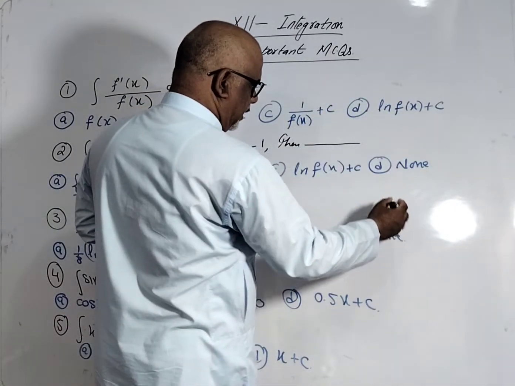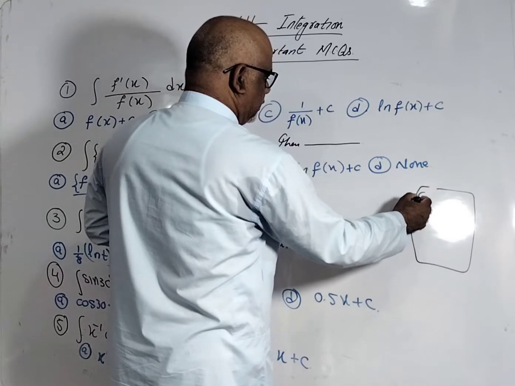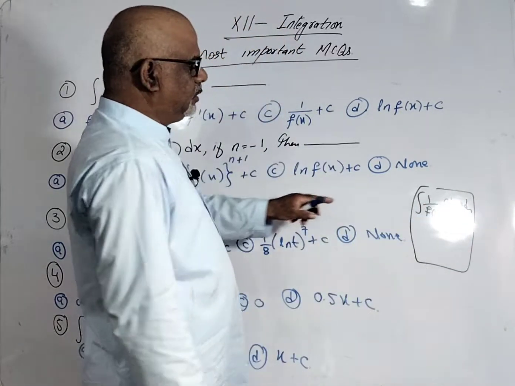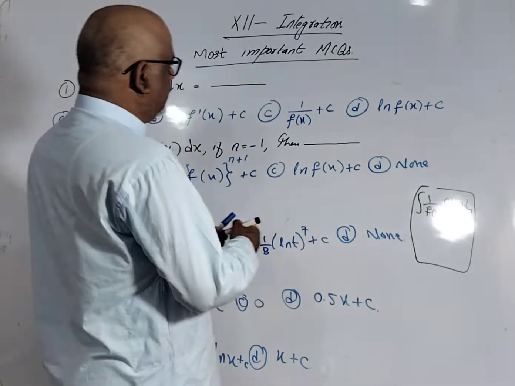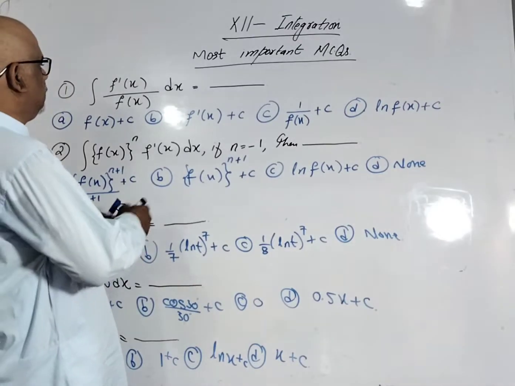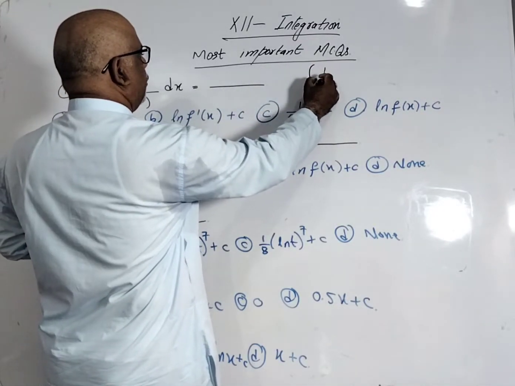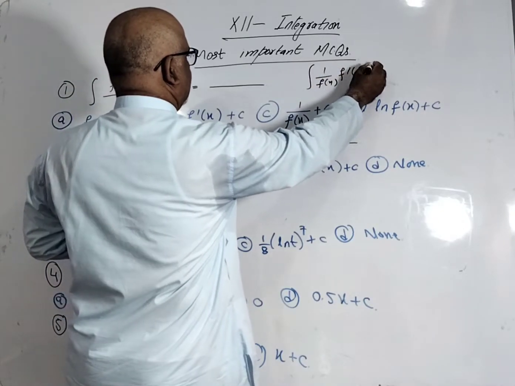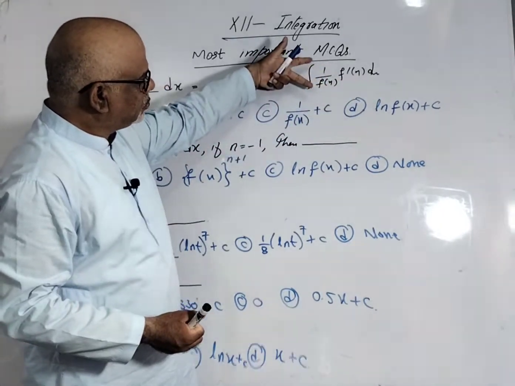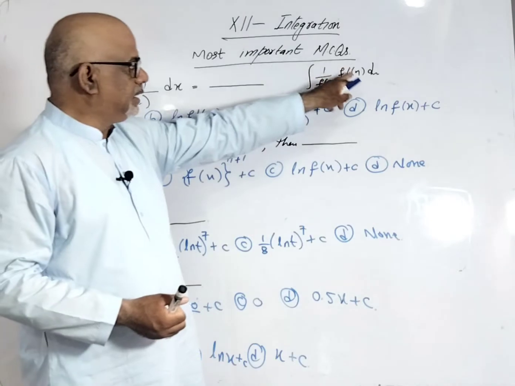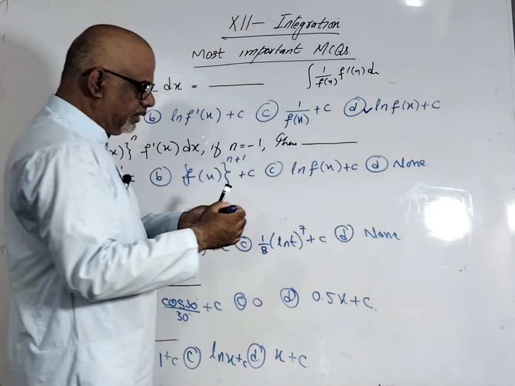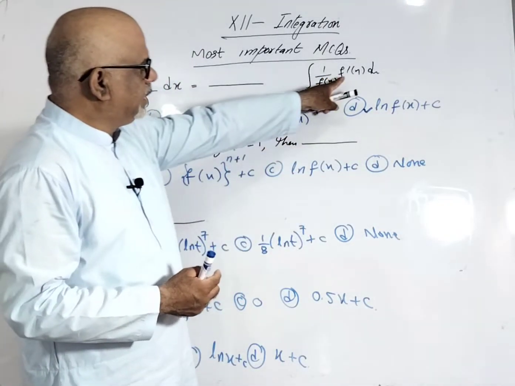When the function and its derivative are given here, this is 1 over f of x into f prime x. Now this is the function and this is its derivative. For example, here we can write 1 over f of x times f prime x dx. This is the function and this is its derivative. So the derivative is given here, so that will be 1 over f of x. When the derivative is given, then it will be equal to ln f of x plus c.